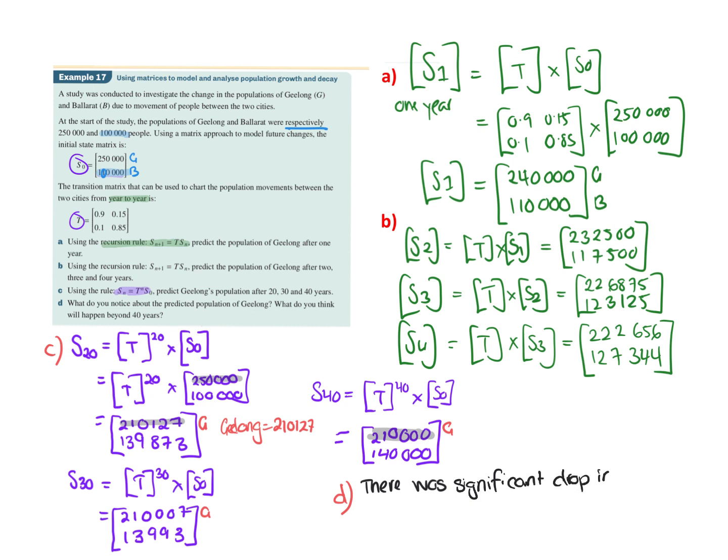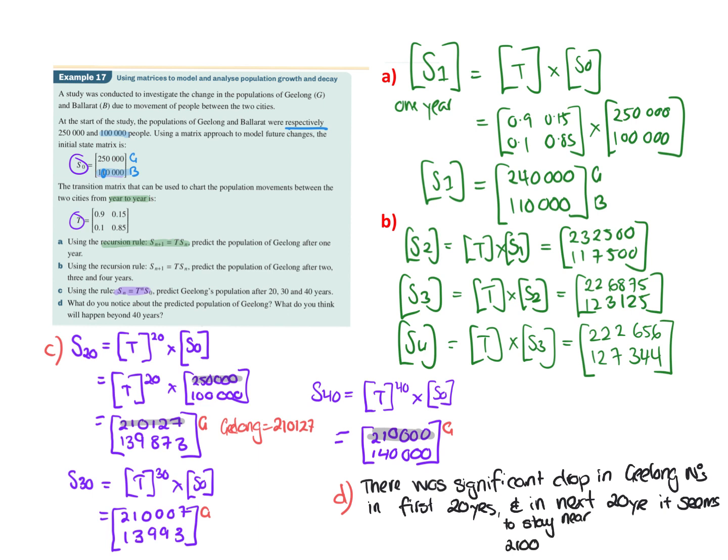Drop in Geelong's numbers in the first 20 years, and then in the next 20 years, it seems to stay near the 210,000. Okay, and that's what we do see with transitions. Eventually we do hit a number that's not going to change, and it will be known as the steady state. We might do that more next year.